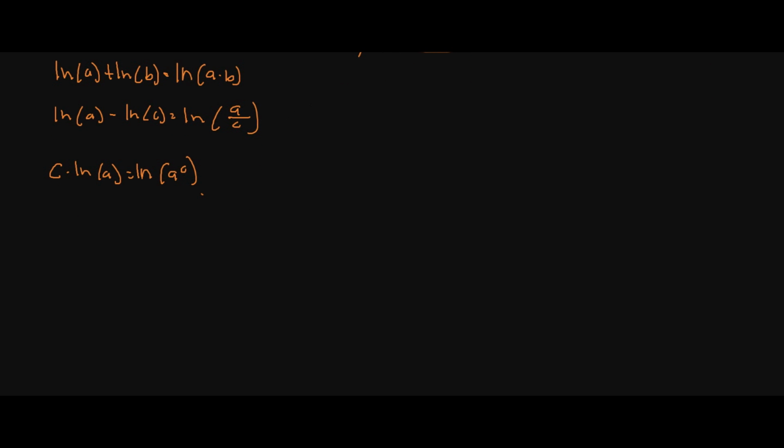So let's go through some example problems. Let me show you. Let's say we have ln of 4 plus ln of x plus ln of z. I want you to observe these are all plus signs, so that means multiply. So that's 4 times x times z. So this is going to be ln of 4xz.